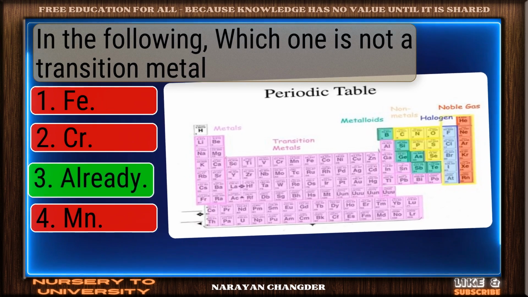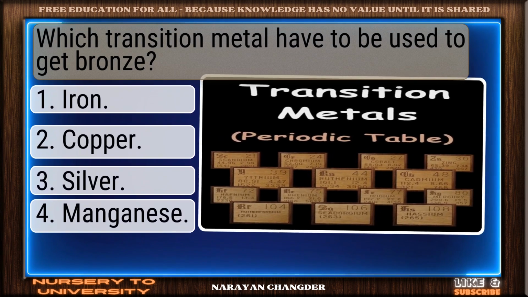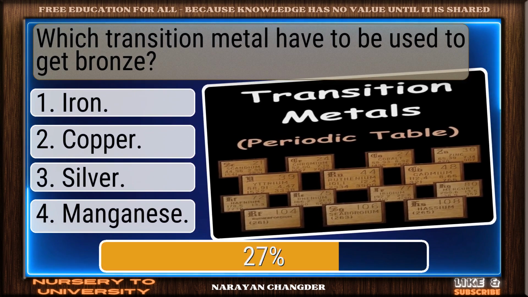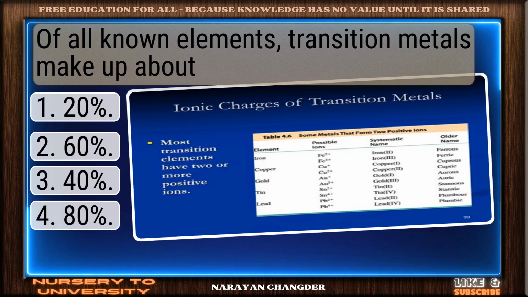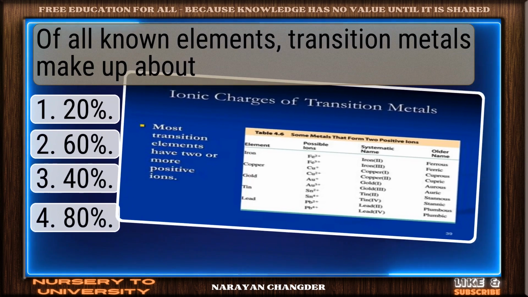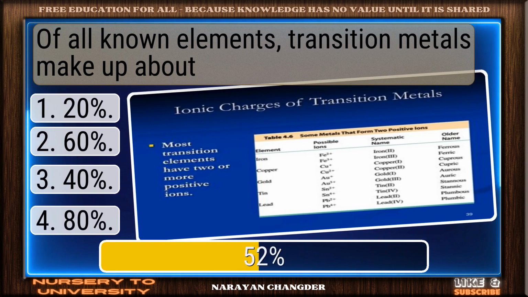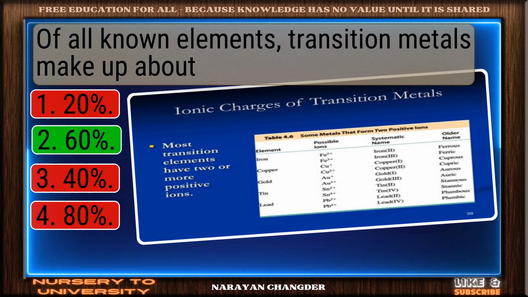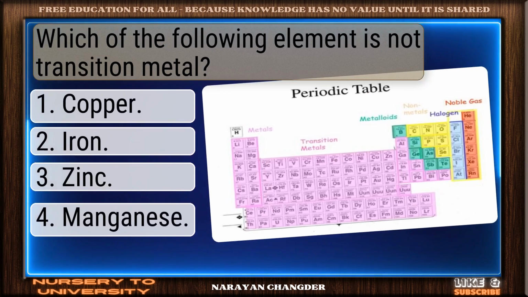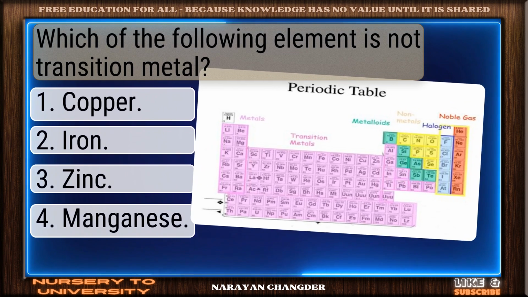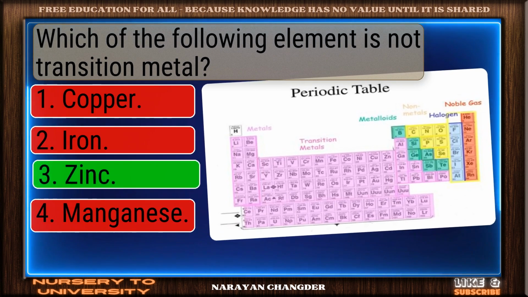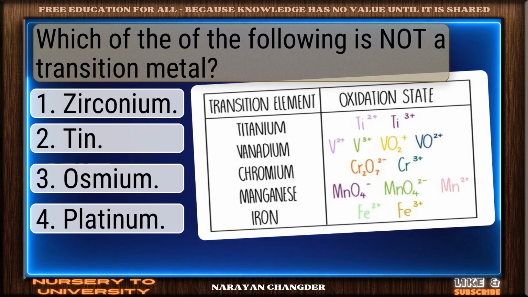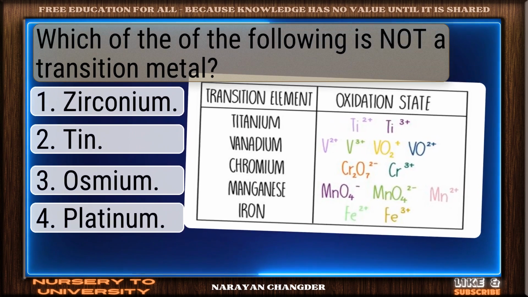In the following, which one is not a transition metal? Spot on! Which transition metal has to be used to get bronze? Nicely done, copper. Of all known elements, transition metals make up about. Very good, 60%. Which of the following elements is not a transition metal? Strong answer, zinc.